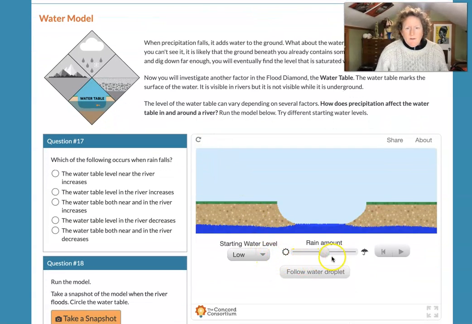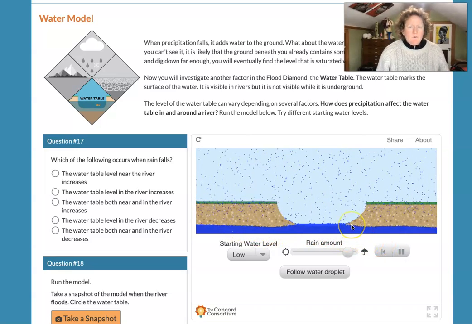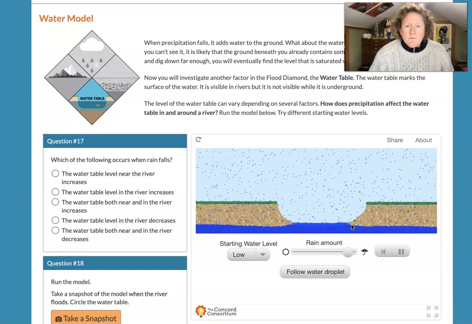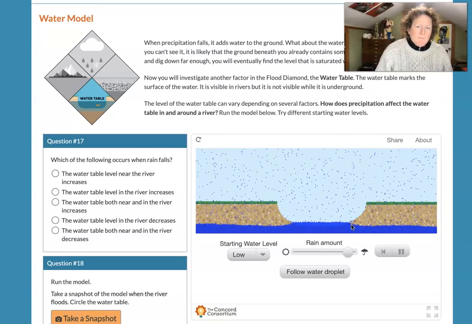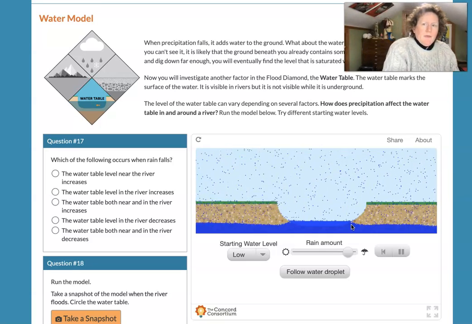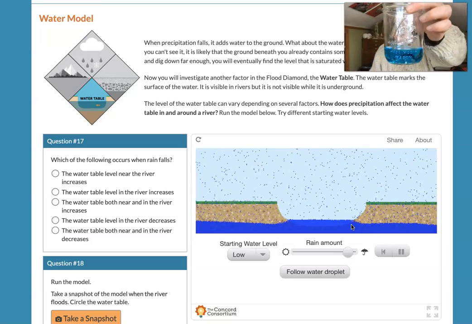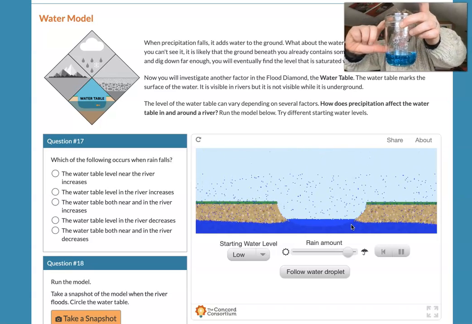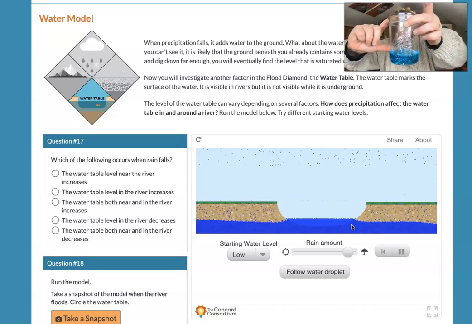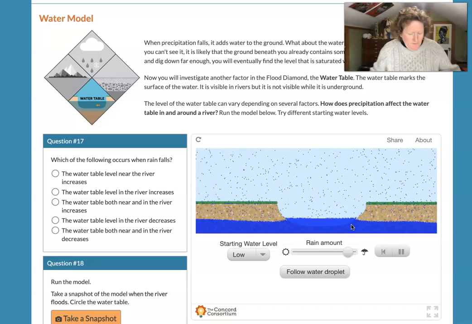So let's start low and just run a whole bunch of rain in there. And if the starting level is low, it takes a lot of rain to fill up the water table and overflow the river. You can see that here's something that represents a low water table. It has a lot of room in this glass here before it overflows. You can add a lot of water here before this glass overflows.